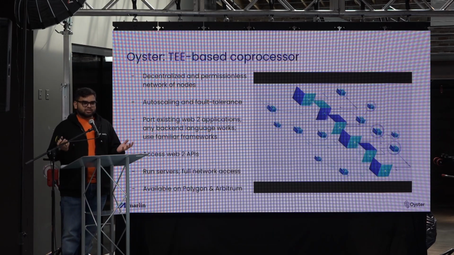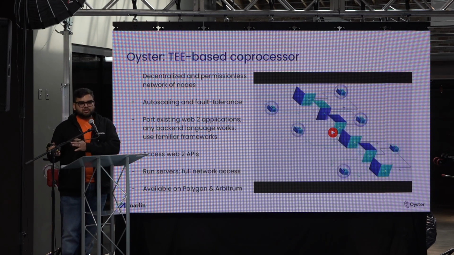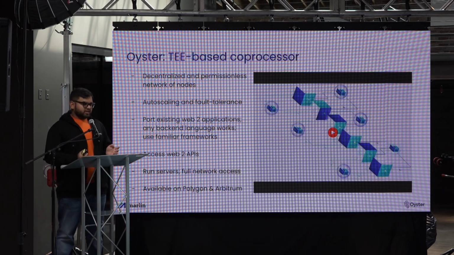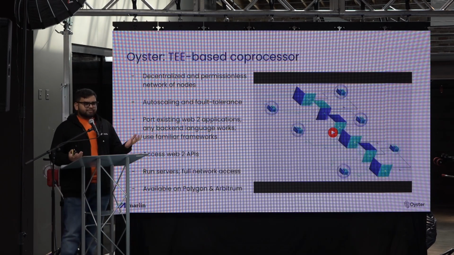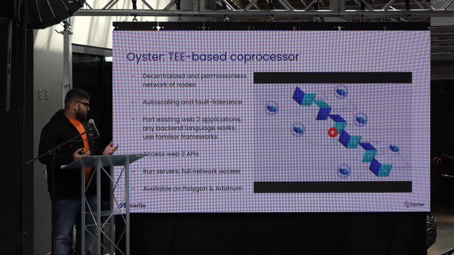So what does Oyster do, right? It's a decentralized node of operators. So any compute that you are offloading off-chain is being executed by a decentralized node of operators. Then we have all the DevOps tools built in, right? You don't have to do anything. For example, auto-scaling, fault tolerance, all of those things are built in. Web 2 applications can also directly use Oyster. Think of it as a supplement to your AWS or GCP.